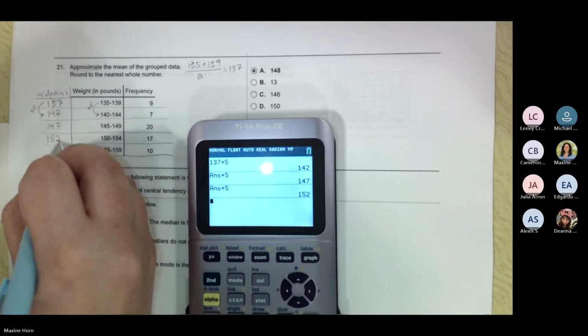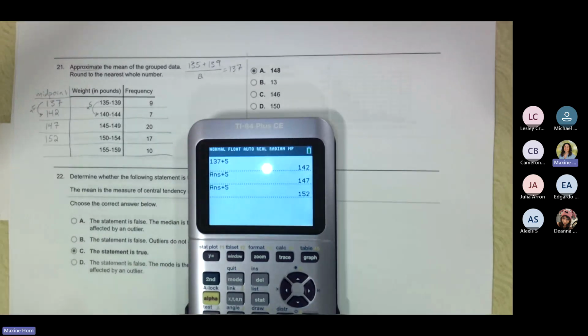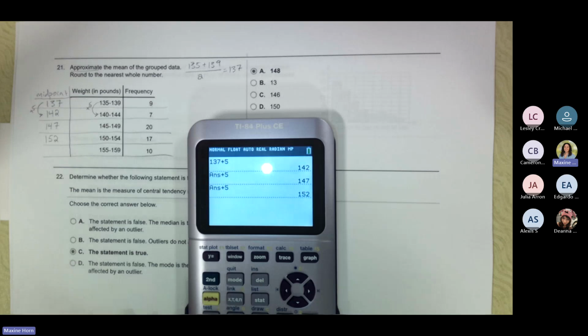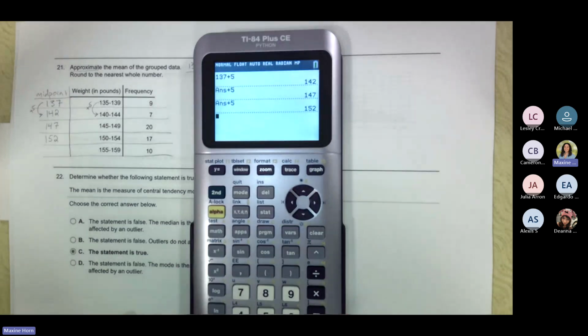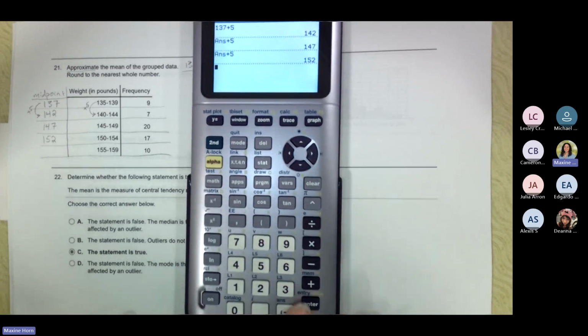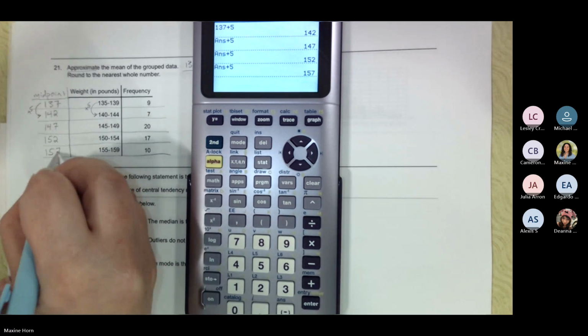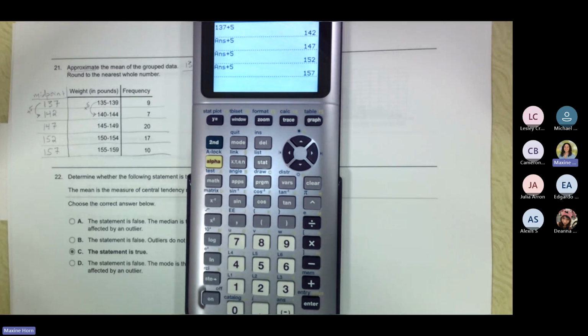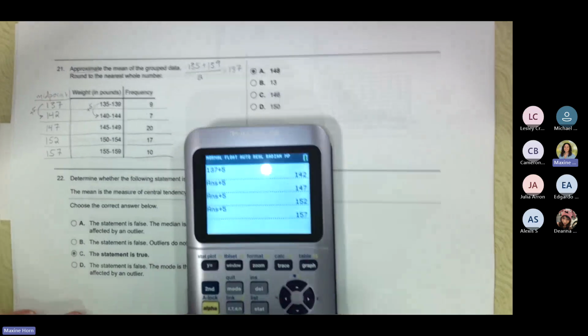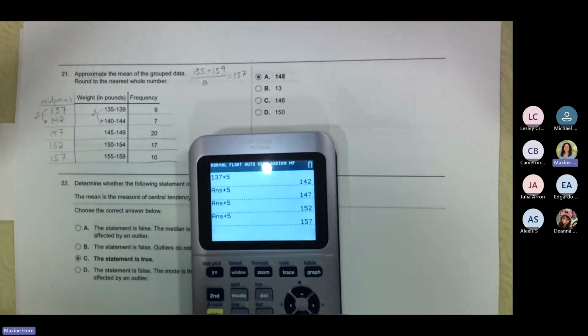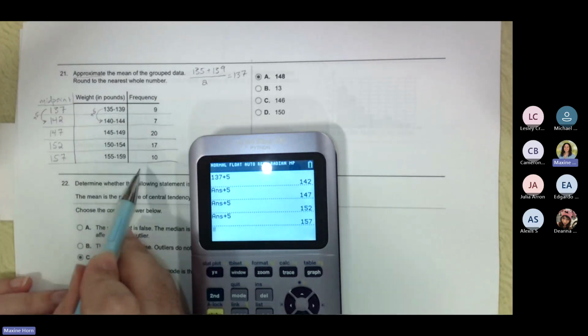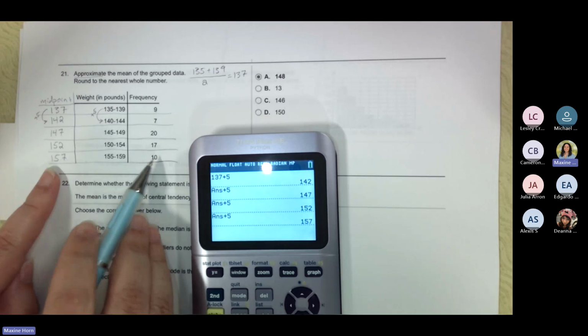If you do the same function in your calculator enough times, the calculator says, okay, I get the pattern. Instead of hitting plus 5, you can just hit enter, and it'll continue that pattern for you. So if you have a bunch to do, you can do it that way. Just a neat little trick. Okay, so we've created our midpoints. We have our midpoints and we have our frequencies. These are the 2 things we're going to be putting into the calculator.